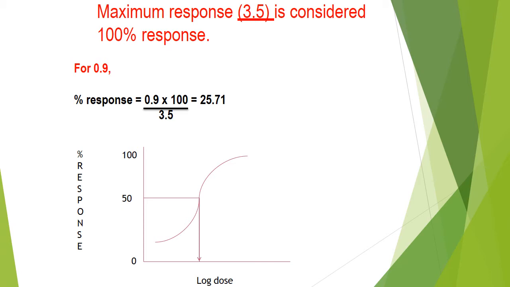So concentration of standard by concentration of test. Sorry, dose of standard by dose of test into 100. The percentage response is 25.71. So there is a percentage response and log dose, and this is a graph we can draw here.